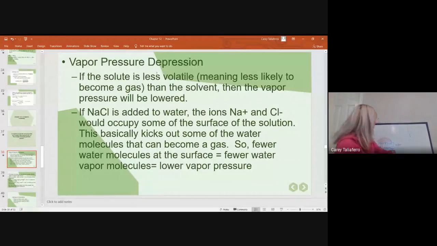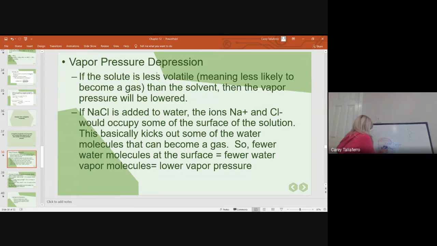So here's the idea. If you were to put a solute that is less volatile, and what I mean by that is less likely to become a gas than the solvent it's in, which in most cases is the situation. Sodium chloride, that definitely is. Sodium chloride is very unlikely to become a gas as compared to water. So if you add sodium chloride to water, let's do that.